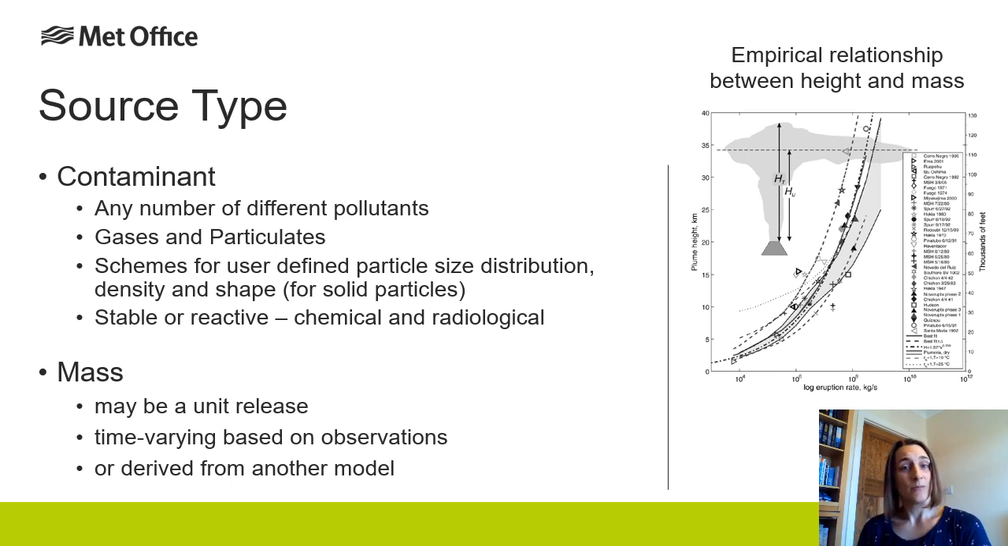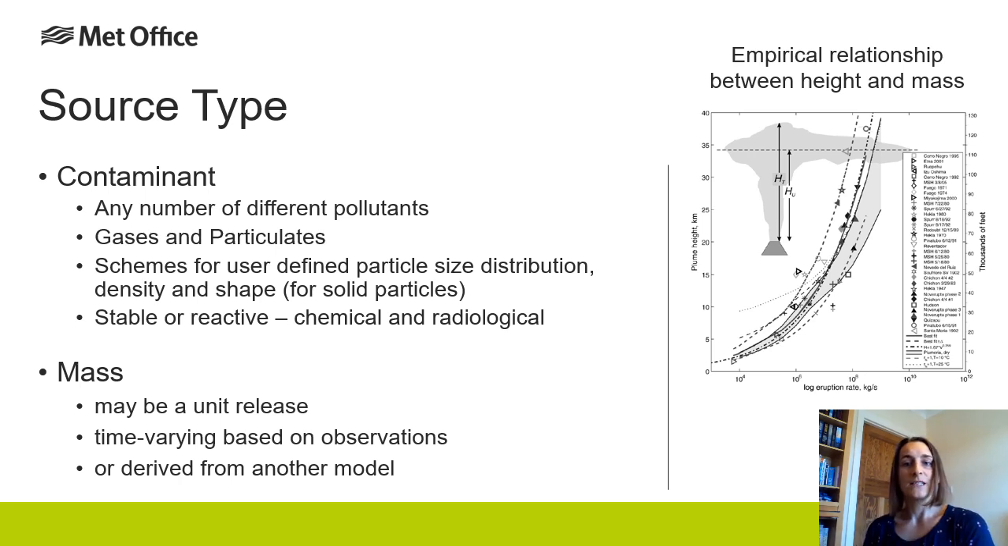But you may have lots of information on your source, you may know exactly what it is, and so you're able to specify time-varying mass emission rates within the model, and they can also vary with height over time too. Or you might want to derive your source term from another model. Increasingly, there's a chain of models being used in a lot of studies, so you might have a source term model, you might have your dispersion model, then you might have some kind of impacts model.